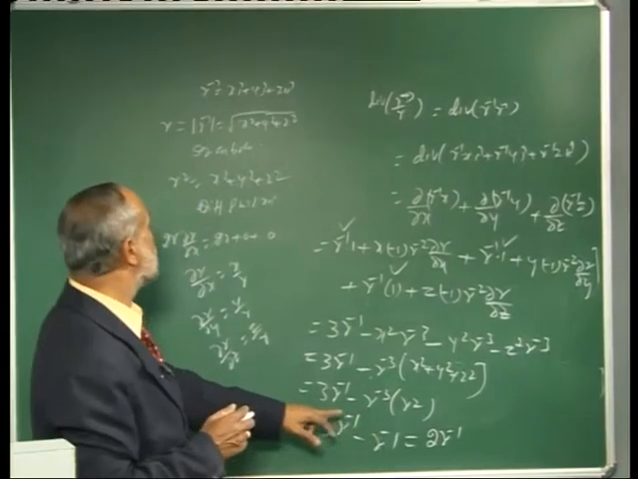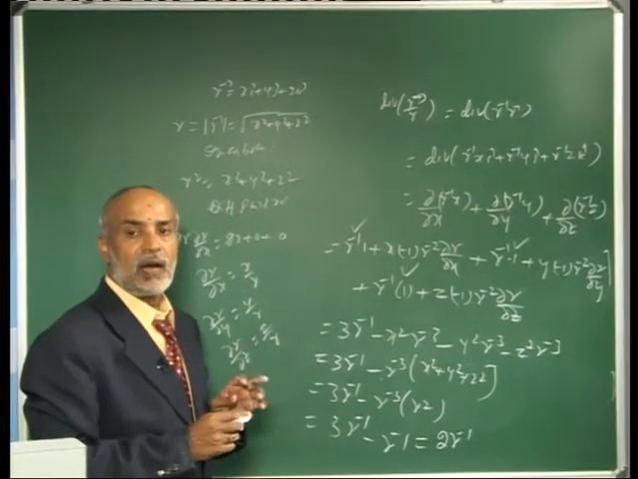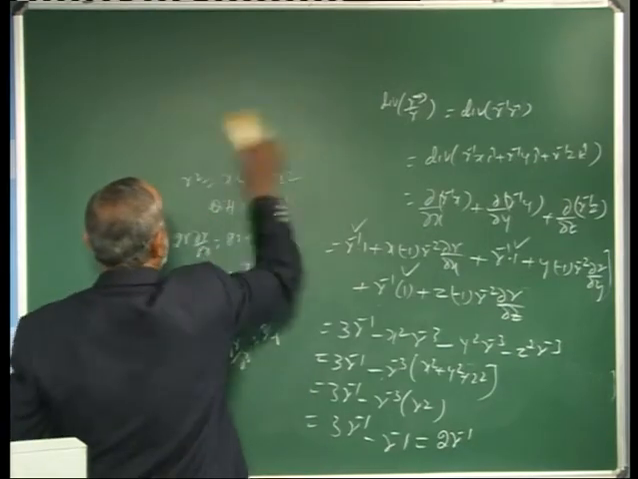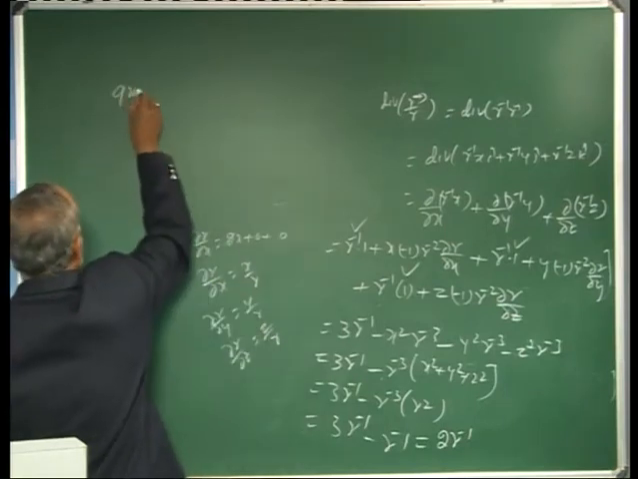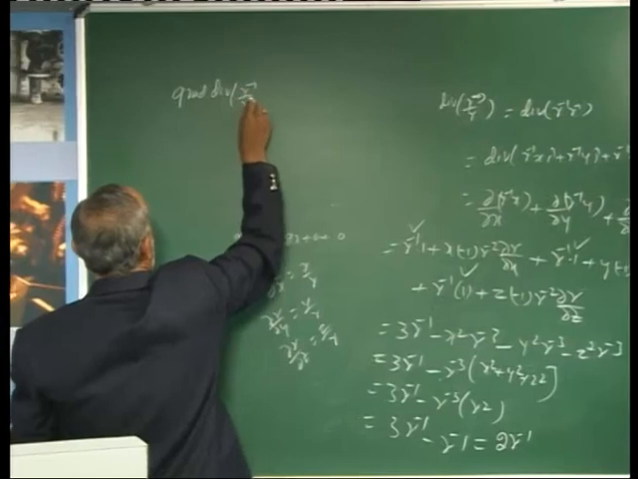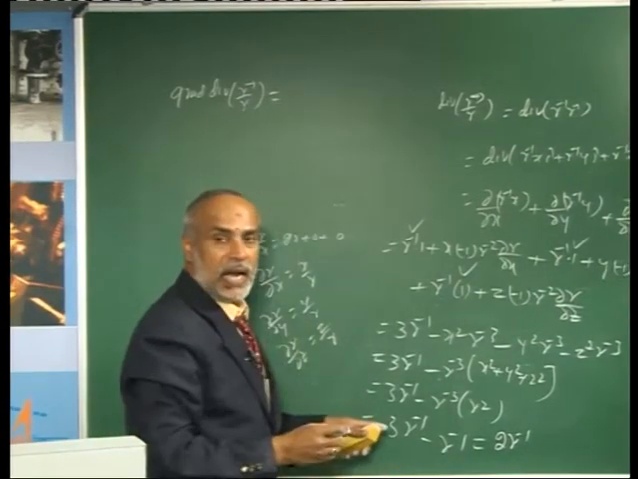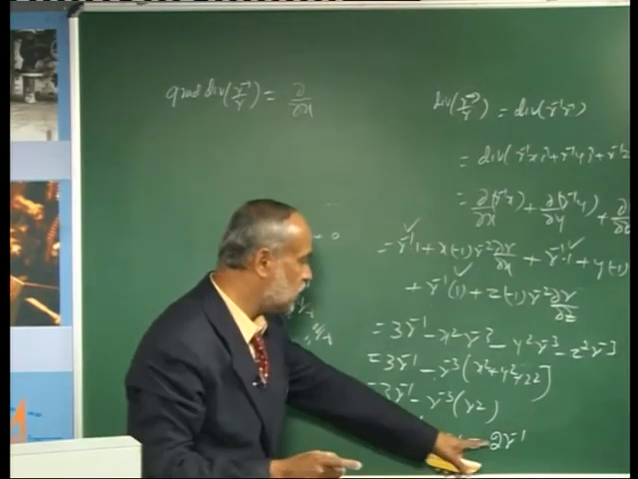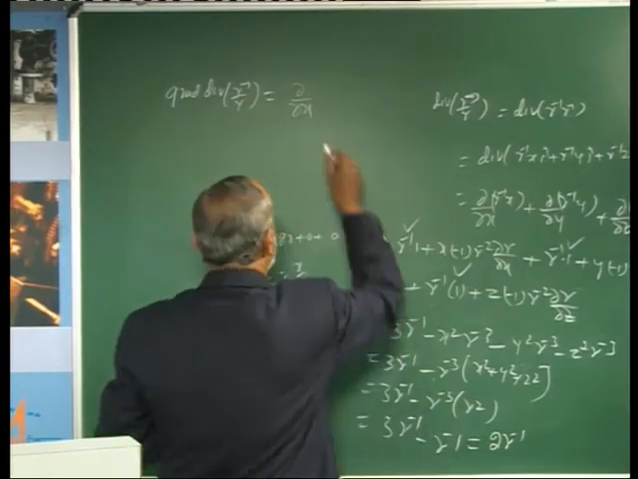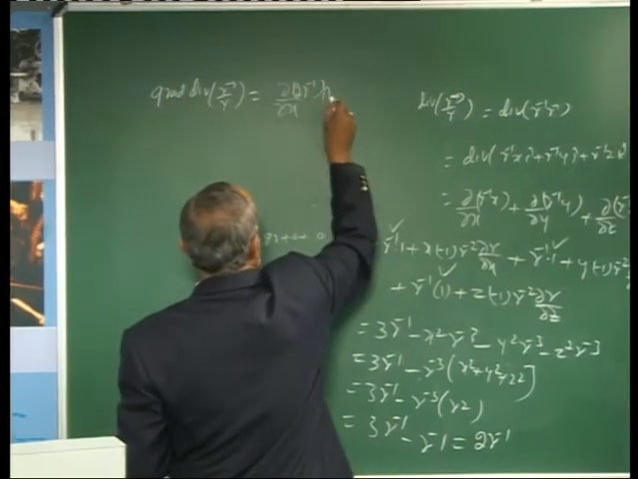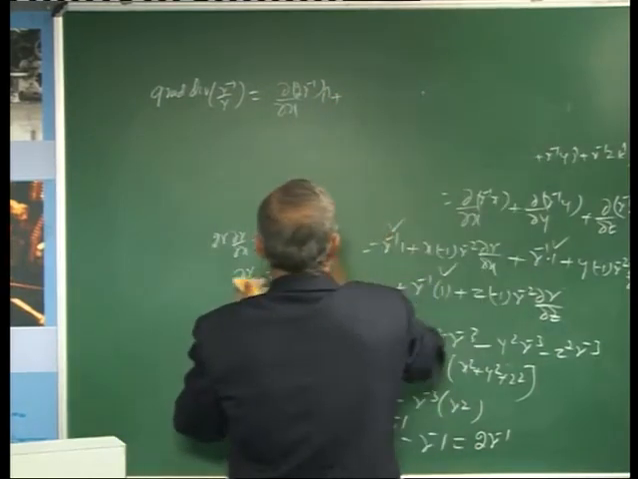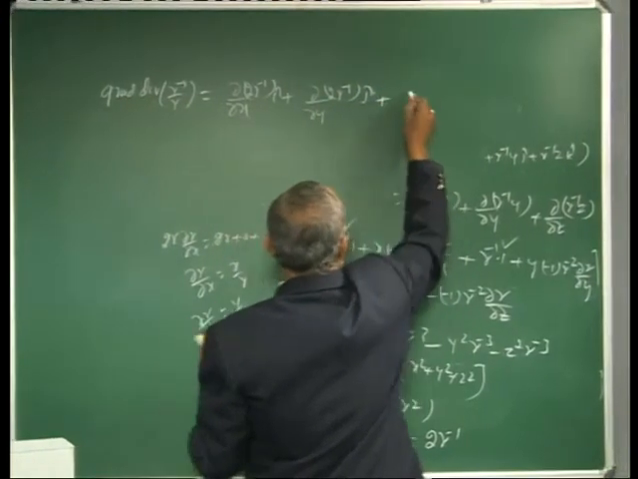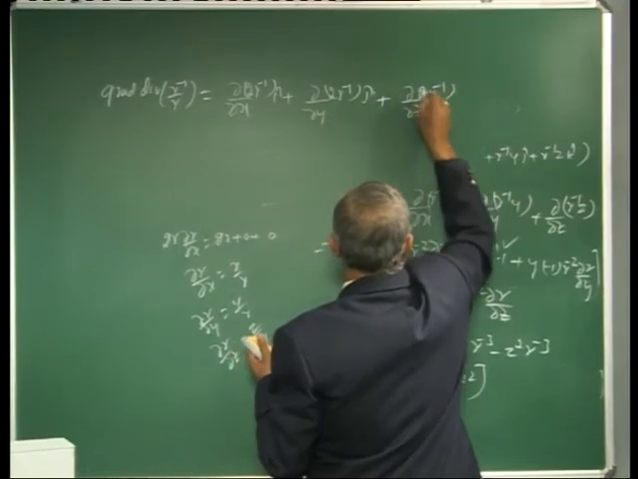Now, by using this equation, you have to find out the gradient of divergent of r vector by r. See, here gradient of divergent of r vector by r equals, then what you get? Gradient means dou by dou x of this divergent 2 into r to the power of minus 1, into i cap, plus dou by dou y of 2 into r to the power of minus 1 j cap, plus dou by dou z of 2 into r to the power of minus 1 k cap.